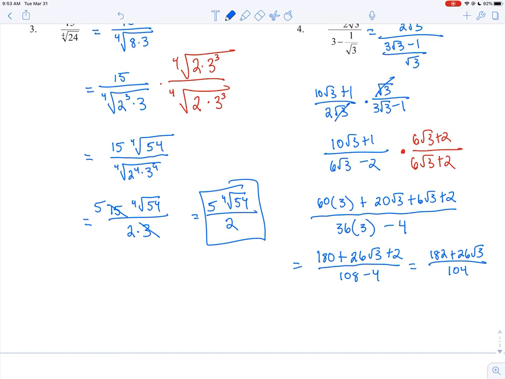I think, now I did this out before, but 26 actually goes in evenly to all of these. So we take a 26 out of everything, and we're going to end up with 7 plus rad 3 over 4. So that's obviously a pretty good problem there that had a lot going on within it in terms of stuff that we've done this chapter.